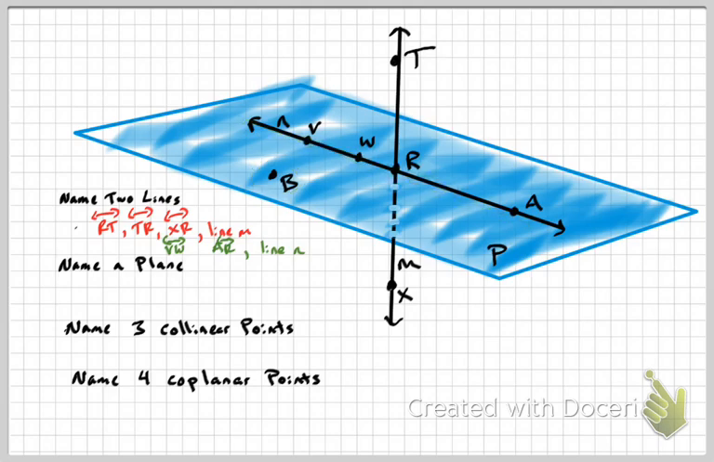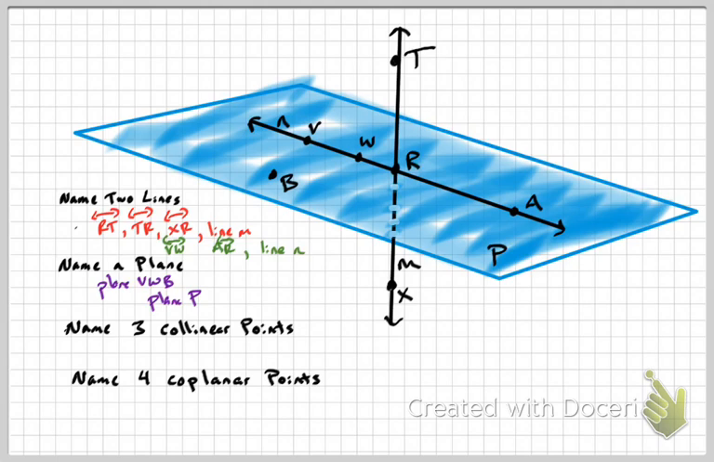So I could say plane VWB. V and W are collinear, that's fine. As long as all 3 are not collinear, then you're okay. I could also name this plane P. Notice this P right here, there's no dot associated with it, so that P is not naming a point, it's naming the plane. All right?